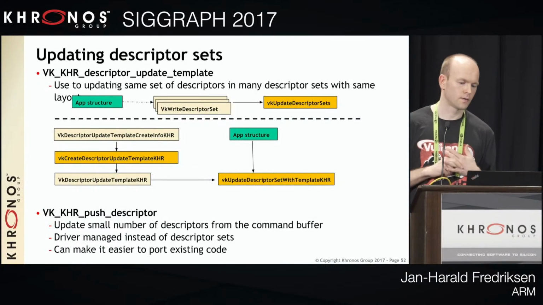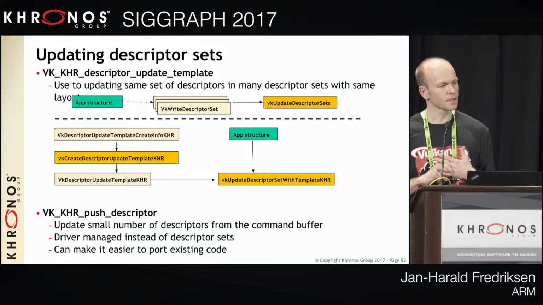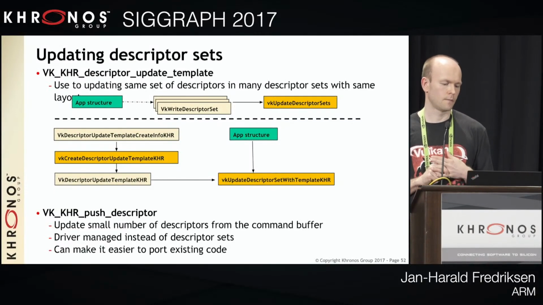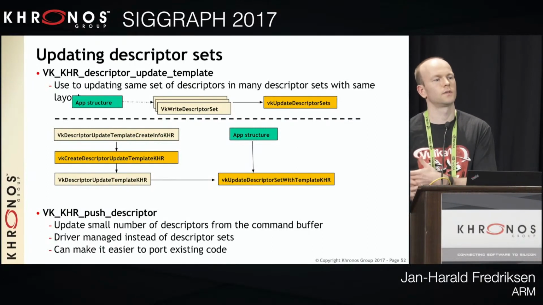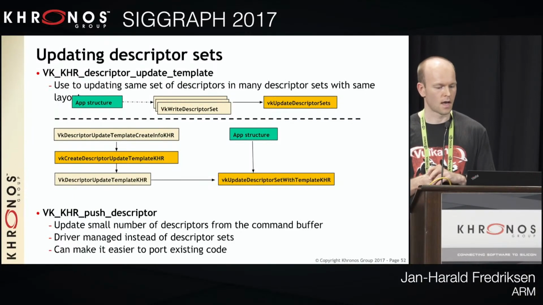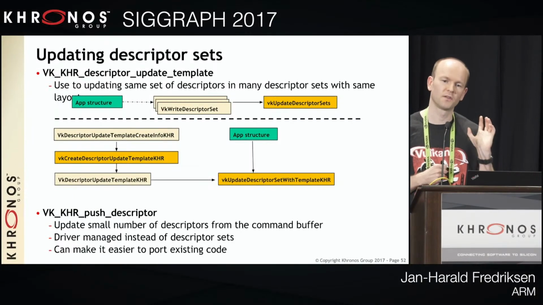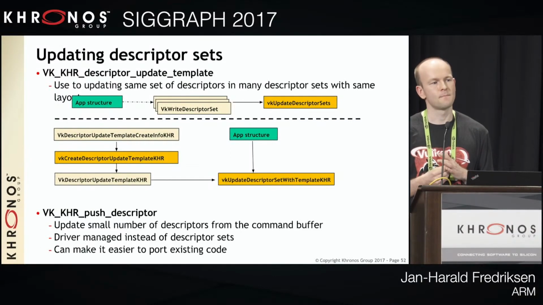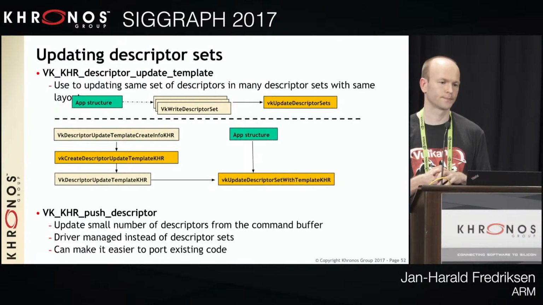We also added something called push descriptors. We had push constants in the original API, and this is kind of similar. It lets you update a small number of descriptors directly inline in the command buffer. This basically gives you a more GL-like update model of descriptors. So it has some pros and cons. One of the pros is that it may make it easier to port existing content. If you have existing code that calls bind texture for every draw call, this may be an easier path.